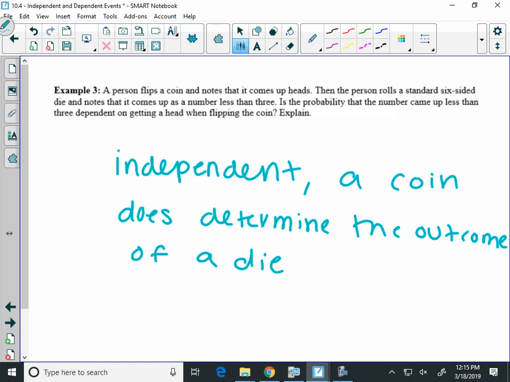Just because the coin lands on heads doesn't mean the die is going to land on heads. Just because the coin lands on tails doesn't mean the die is not going to land on it. They don't determine the outcome. They don't affect each other at all. Okay. Two totally independent things. So sometimes that does happen as well. You just get 2 random things that have nothing to do with each other. That means they're independent. Okay. Questions over that?